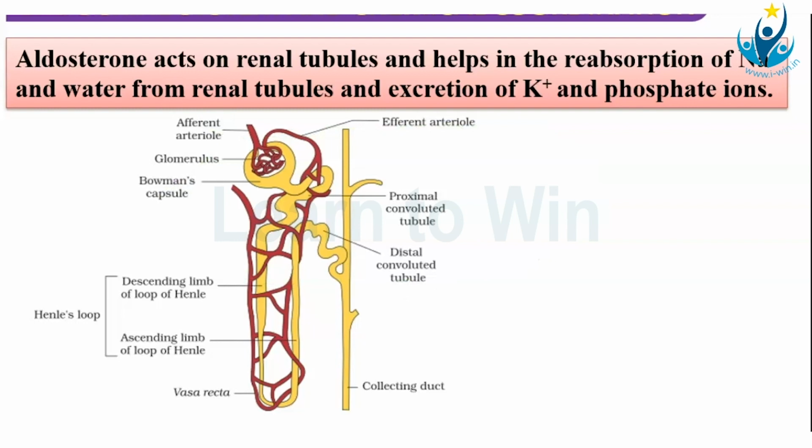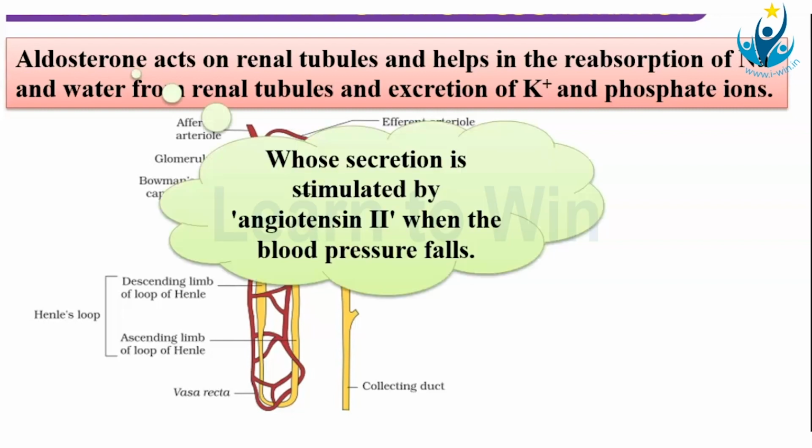Aldosterone acts on the renal tubules. This part here is the renal tubules. It helps in the reabsorption of sodium and water from the renal tubules and the excretion of potassium and phosphate ions. Aldosterone secretion is stimulated by angiotensin II when blood pressure falls.